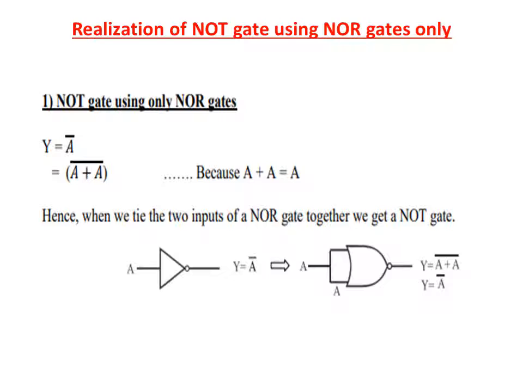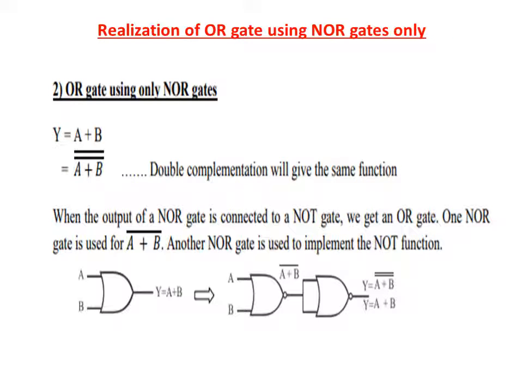Realization of NOT gate using NOR gates. The NOT gate is a single input and single output gate. So we tie the two inputs of a NOR gate together to obtain the NOT gate function. The output y at this point is (a plus a) the whole bar. A plus a is equal to a. So y is equal to a bar. The input is a and the output is a bar. So the NOT gate is done.